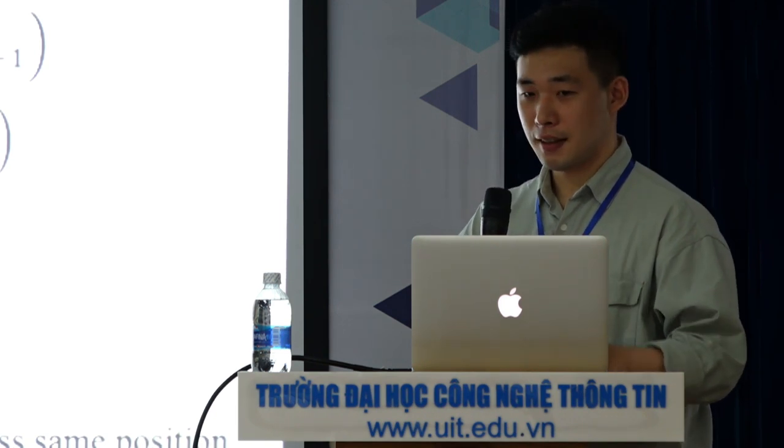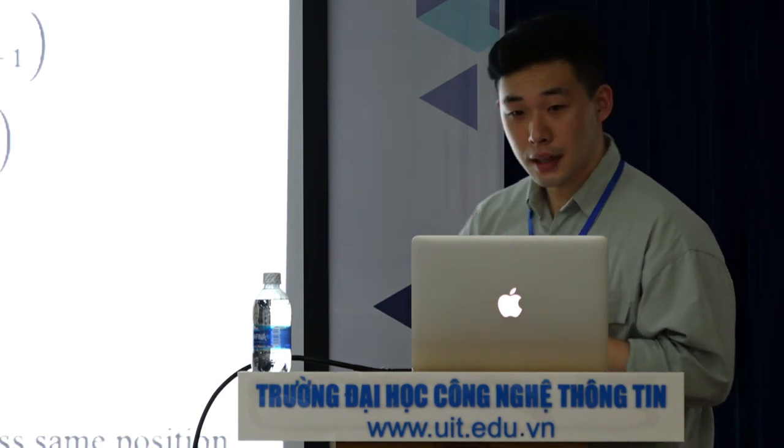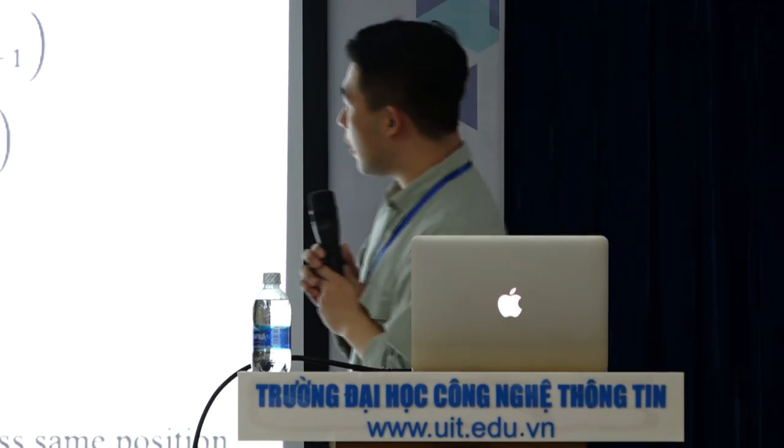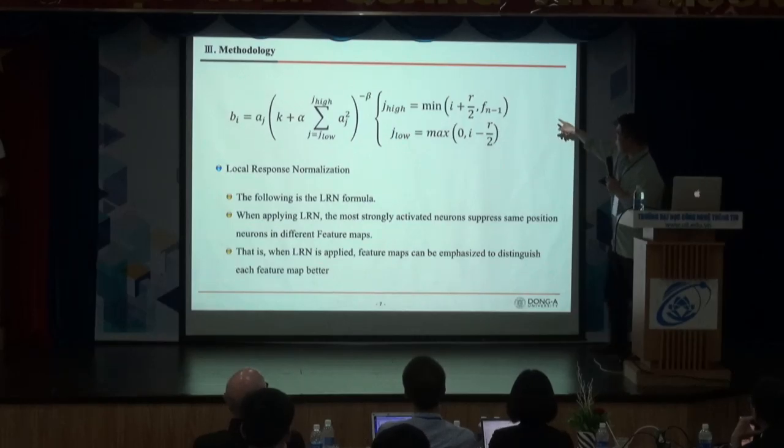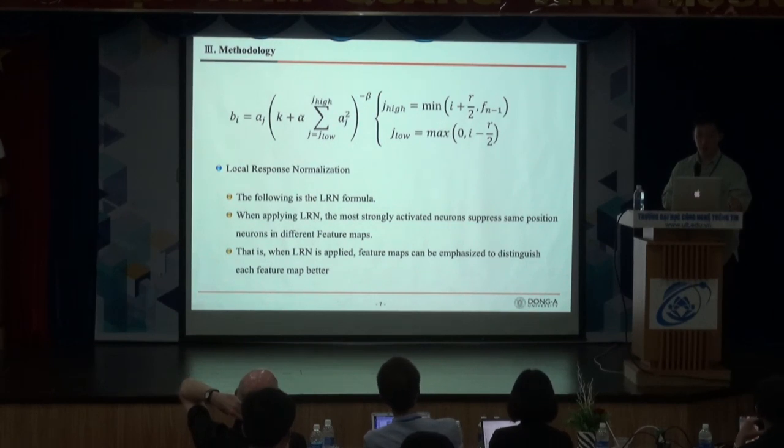So could you explain the term Fn minus 1? The lower side. Yes, this one is depth, the number of feature maps. So it goes through the feature dimension. So 0 to Fn minus 1, where F is the total number of feature maps. Right.